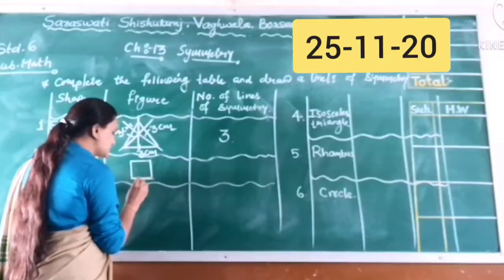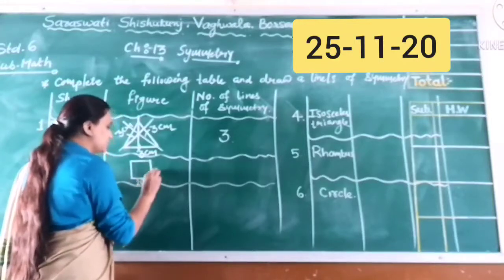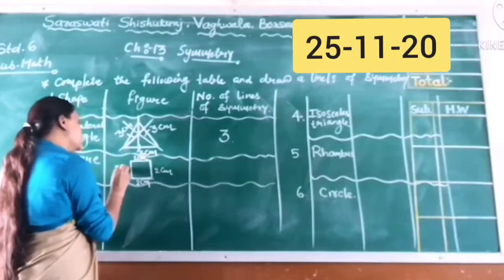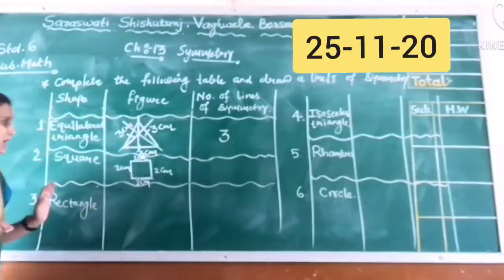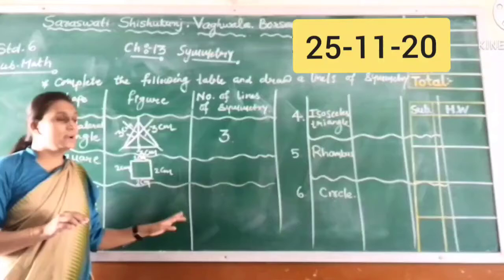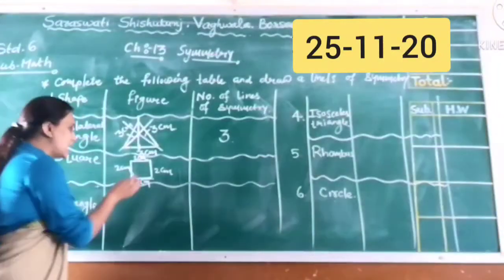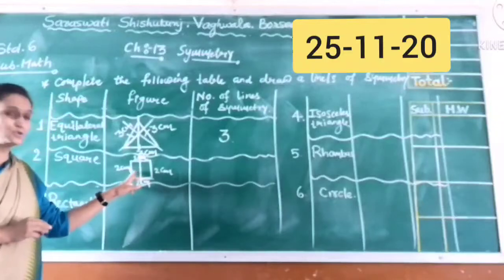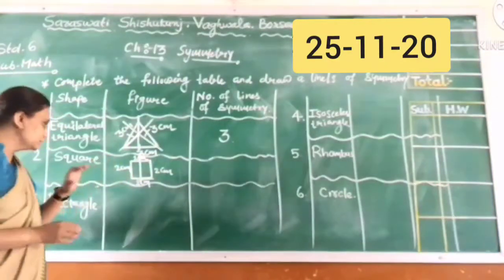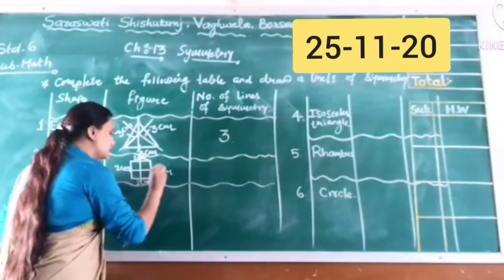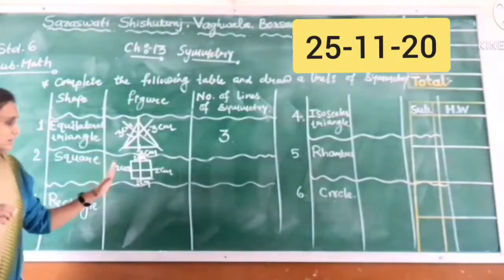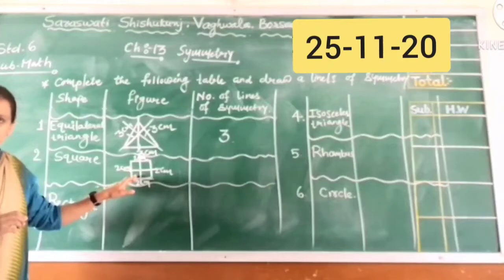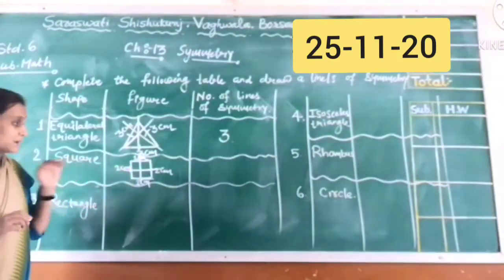Suppose the measurement of each side of a square is 2 centimeters. So 2 centimeters, 2 centimeters, and here 2 centimeters. Now we want to plot the number of lines of symmetry. So let us start. This is the vertical line. You can see these two parts are the same. Now this is the horizontal line. After folding it by the horizontal line, you can find these two parts are the same. So these are two lines of symmetry.